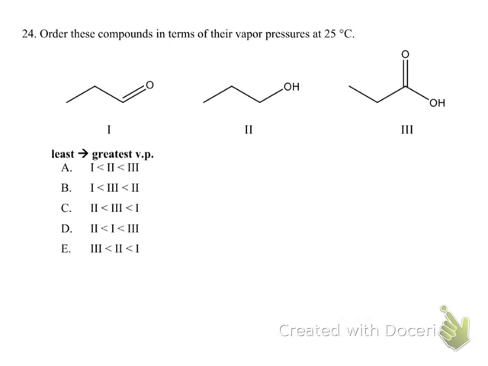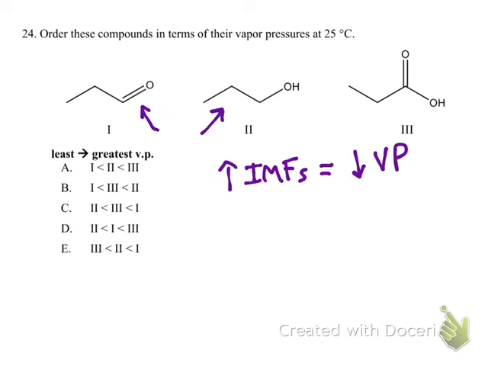This question is about vapor pressure. And remember, as we said before, as you increase the amount of intermolecular forces in a molecule, the molecules are holding onto each other more tightly, which makes fewer molecules escape into the gaseous phase. So as IMFs goes up, vapor pressure goes down. And that's what we're going to use to answer this question. So first let's compare molecule 1 and 2. Pretty similar in terms of mass.